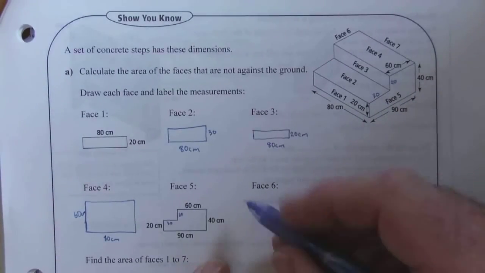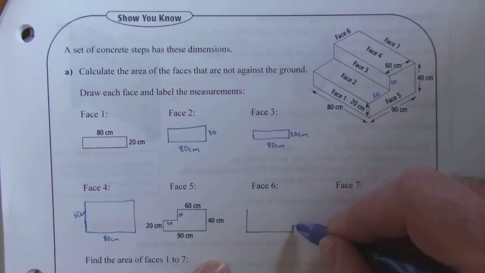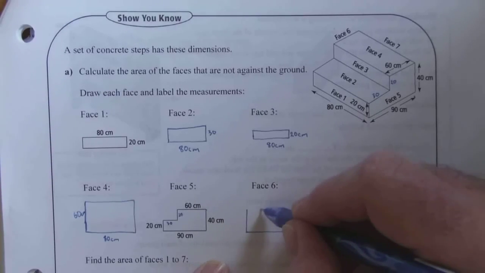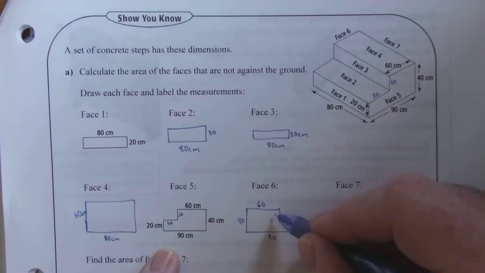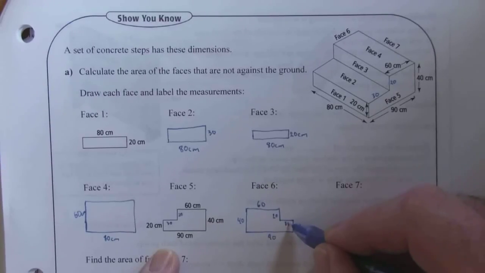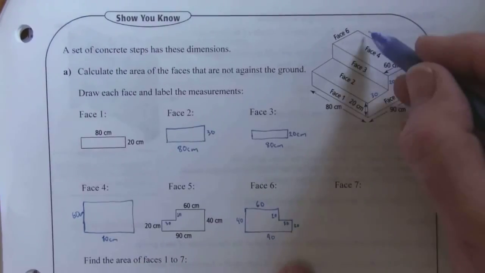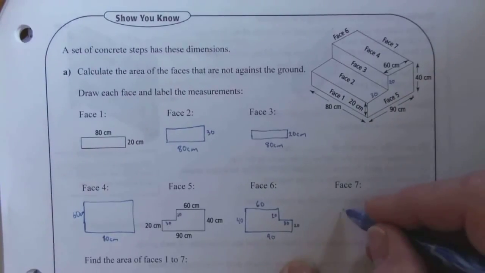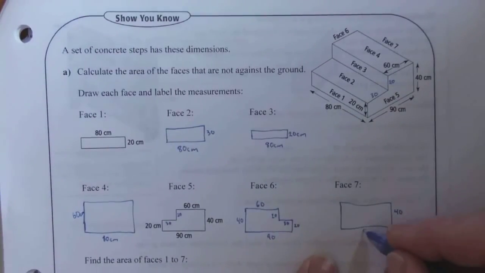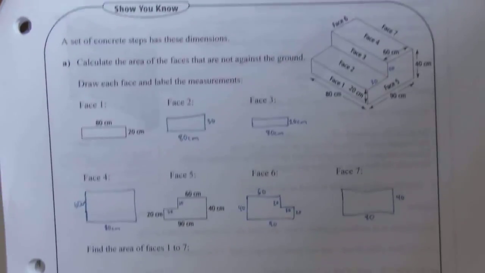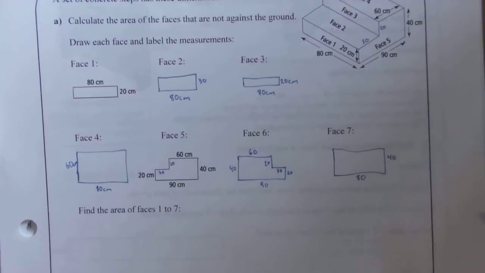Face 5 and face 6 are the same, but they're mirror images of each other. So top is 60, back is 40, bottom is 90. We've got 20 here and here, and then this one was 30. And then face 7 is the back wall of the step, which is also another solid rectangle, and it is 40 high by 80 across. So hopefully those are the shapes that you can visualize, and these are the dimensions that you came up with.